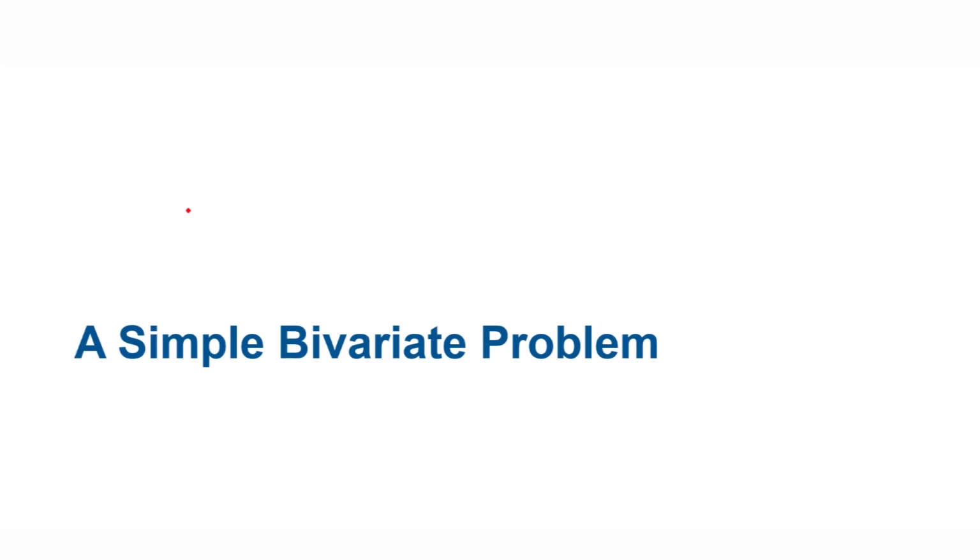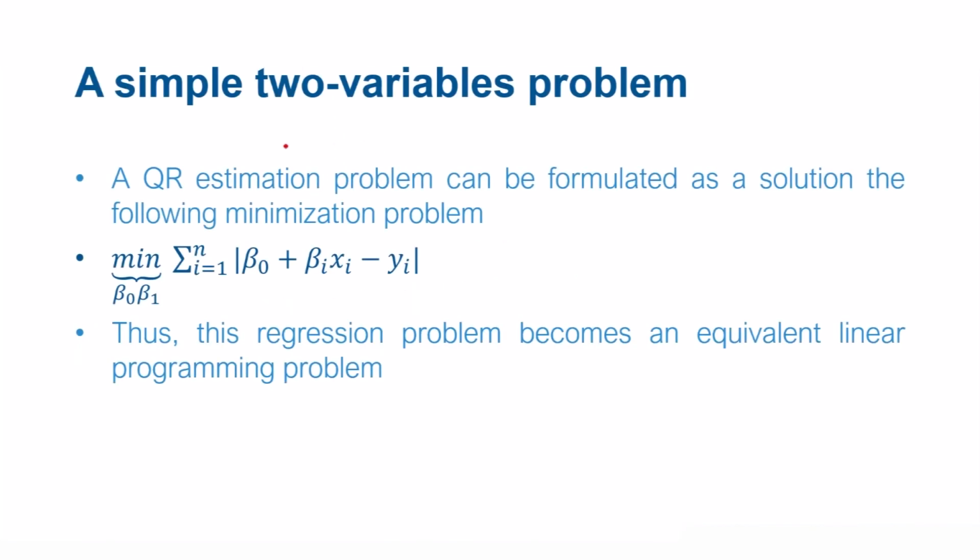In this video, we'll see how to optimize our quantile regression problem in the form of a linear programming problem, in the form of a simple bivariate expression. Think of a simple two variable problem as y equal to beta naught plus beta 1 x1. This kind of problem, when estimated in the form of quantile regression, can be simplified or put as a solution to the following minimization problem.